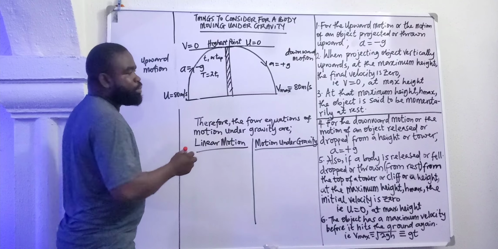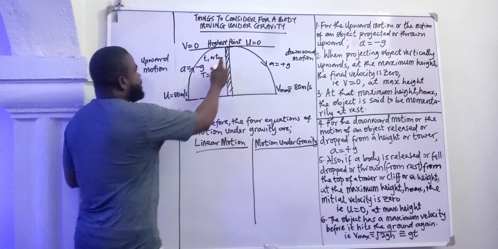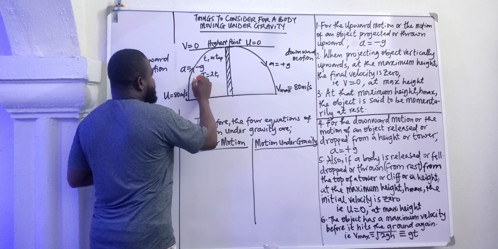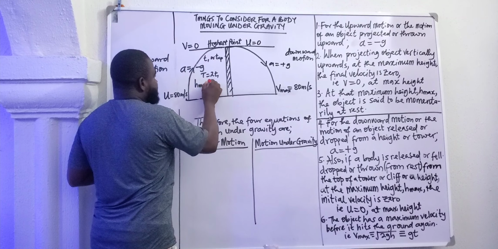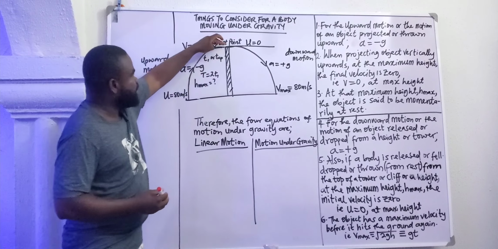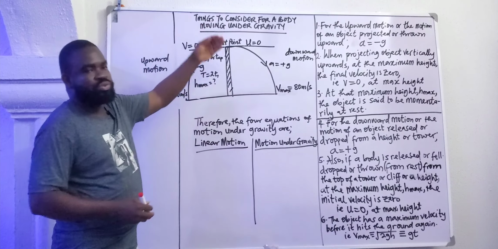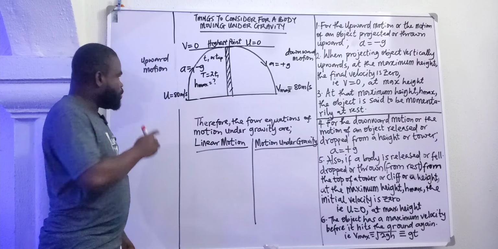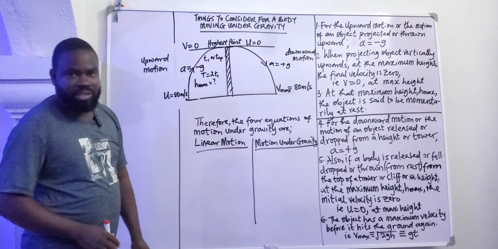So also, we will be asked to look for the maximum height attained. We will call that H max. We will be asked to look for it as well. So for this maximum height attained when the object is thrown vertically upward, we will obtain a formula for obtaining the maximum height.